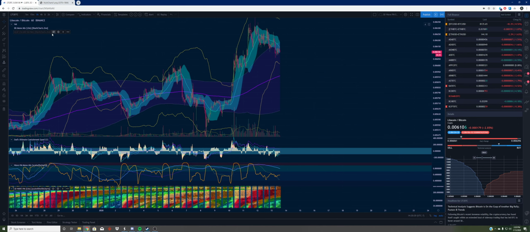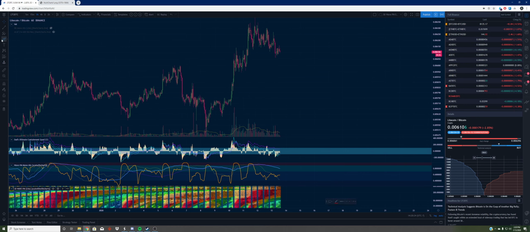Okay, right, I want to look at this mean reversion condition, because we actually have a clear reading here on this chart, which is popping off on the 300 period.